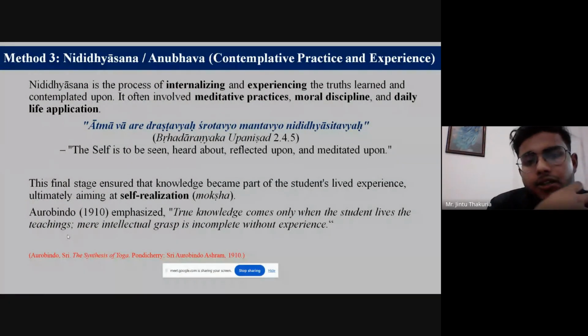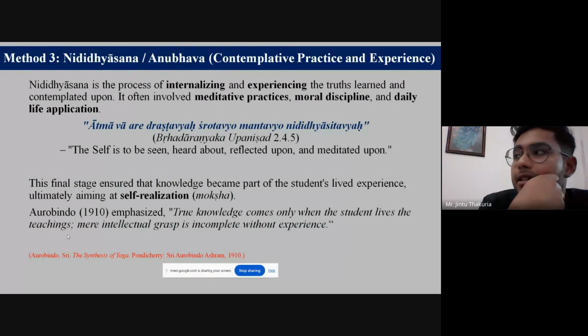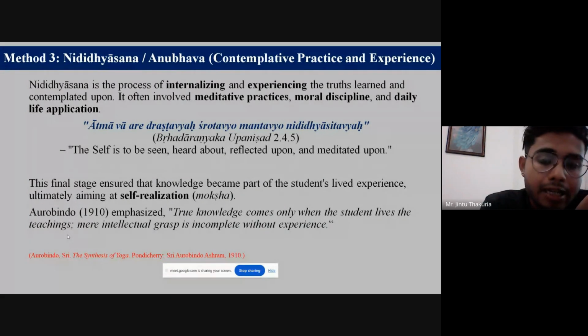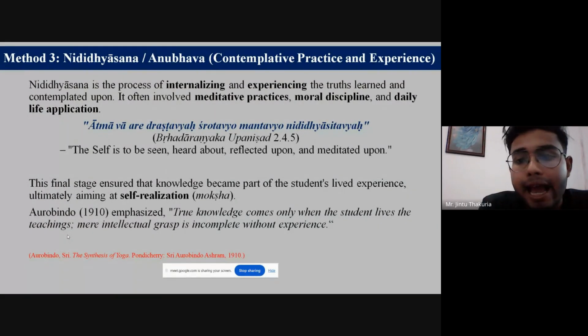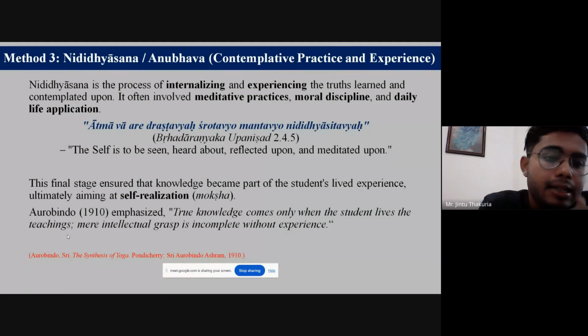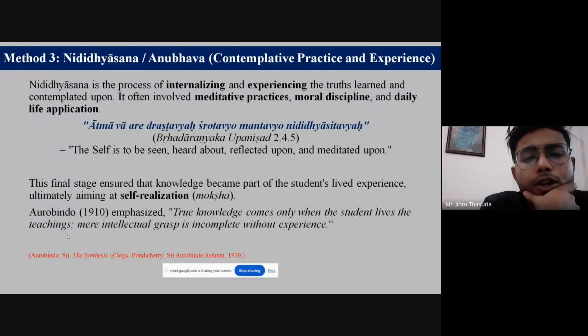It is related to internalization. Internalization means that you acquire the knowledge and you analyze it, and then you apply that knowledge in your day-to-day activities also. And again, there is another shloka in the Brihadaranyaka Upanishad.